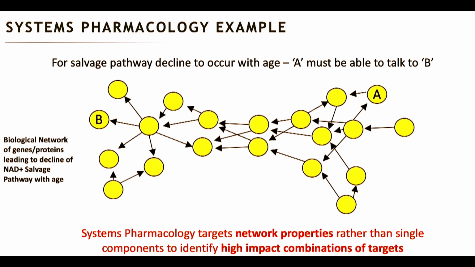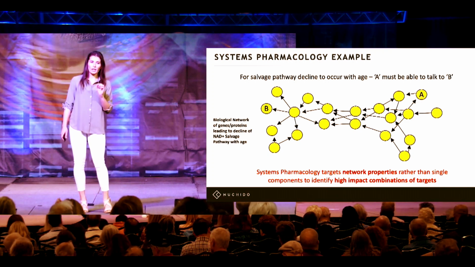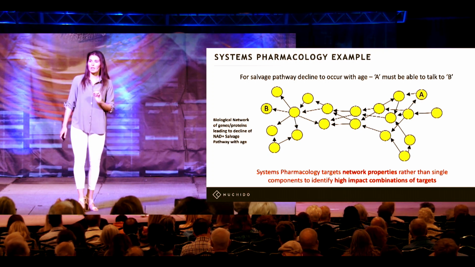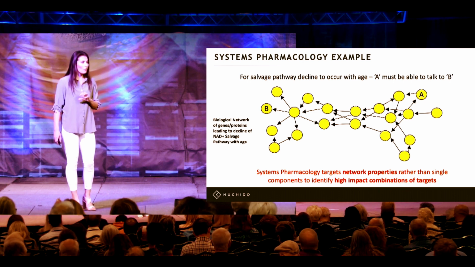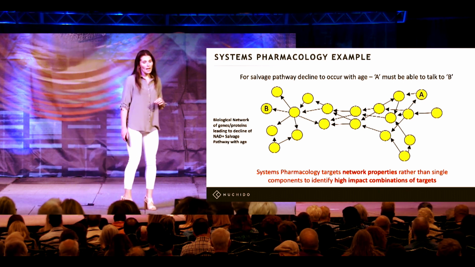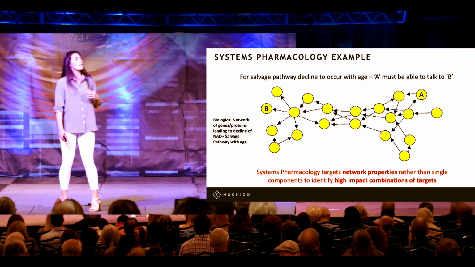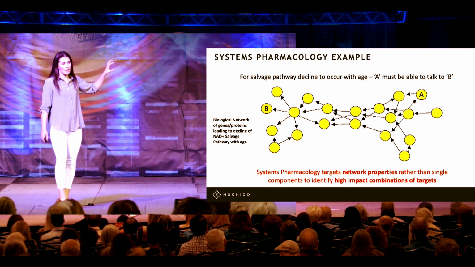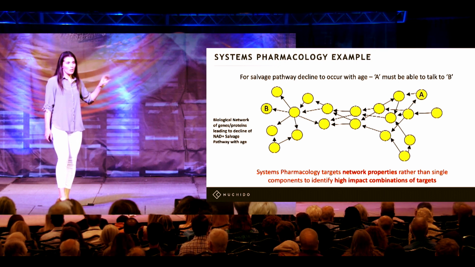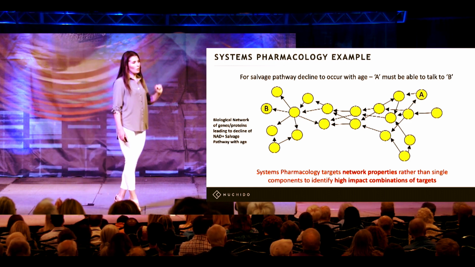So systems pharmacology is basically a way of targeting network properties. So rather than just focusing on looking at single components like single genes or single proteins, or even random combinations of single proteins, single genes, it actually looks at network properties. And in very simple terms, what this means is that we're looking for areas of the network that are vulnerable to attack, because there will be certain nodes in there that are really important to that network.